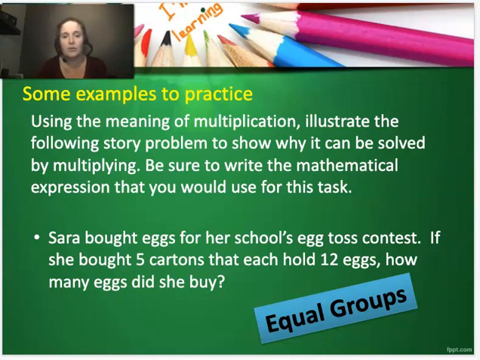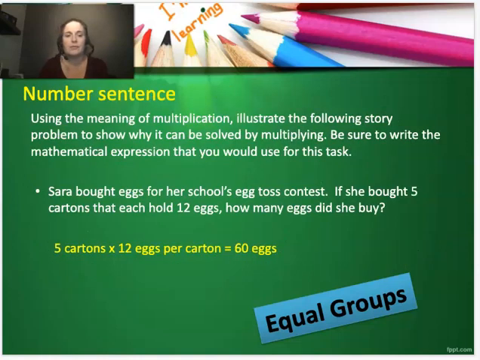Well, this is an equal groups problem. So if you think about how would I write the number sentence that looks like this? Or could I draw a picture? So 5 cartons times 12 eggs per carton is 60 eggs. Remember, the number of groups or copies is first, the size of the group is second.